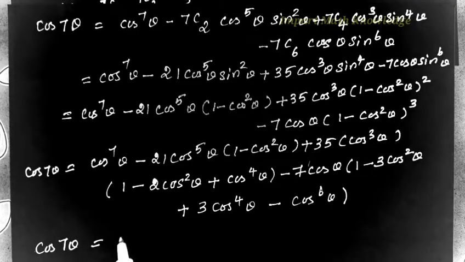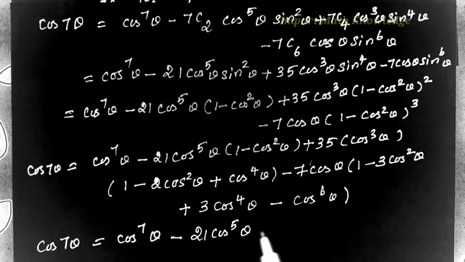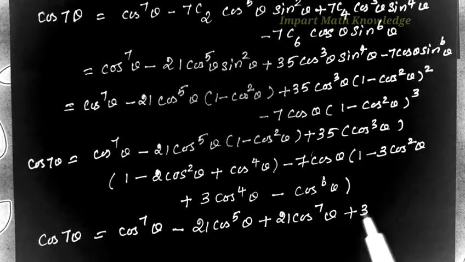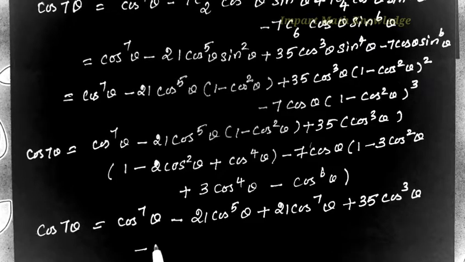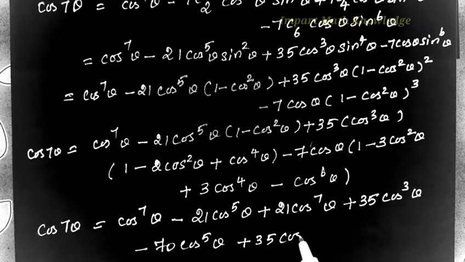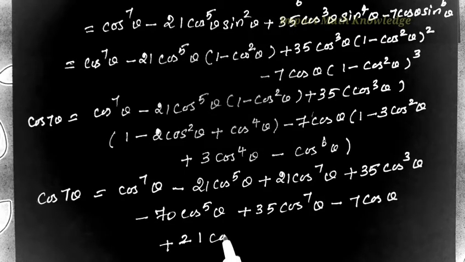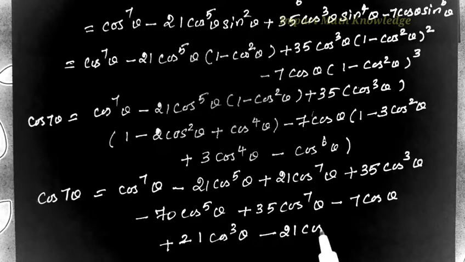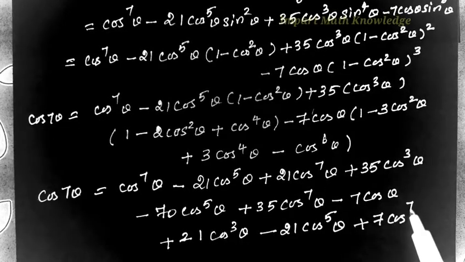Cos 7 theta is equal to cos power 7 theta. Operate 21 cos power 5 theta inside, that is minus 21 cos power 5 theta plus 21 cos power 7 theta plus 35 cos cube theta into 1 is 35 cos cube theta. 35 cos cube theta minus 2 cos square is minus 70 cos power 5 theta plus 35 cos power 7 theta minus 7 cos theta into 1 is 7 cos theta plus 21 cos cube theta minus 7 cos theta into 3 cos power 4 theta is minus 21 cos power 5 theta minus 7 cos theta minus cos power 6 theta is plus 7 cos power 7 theta.